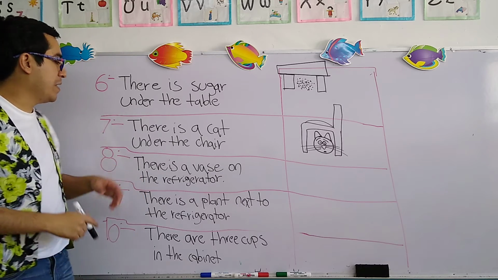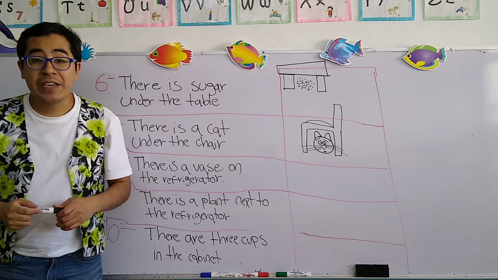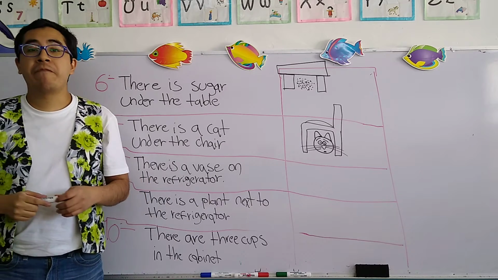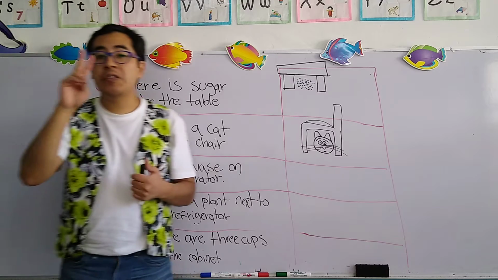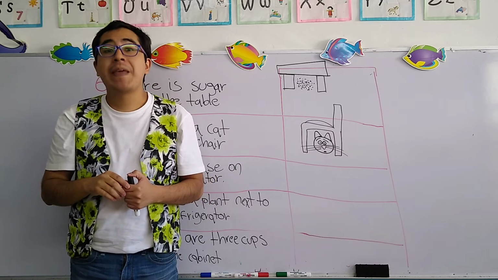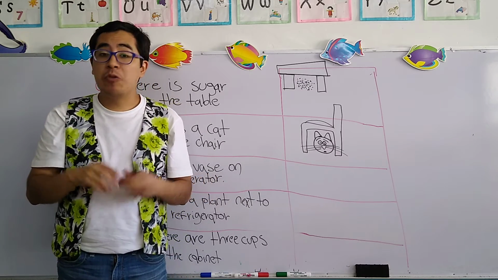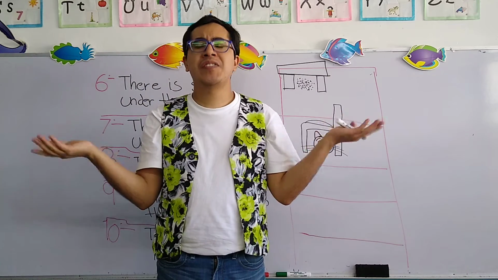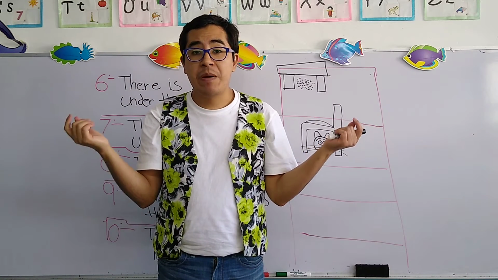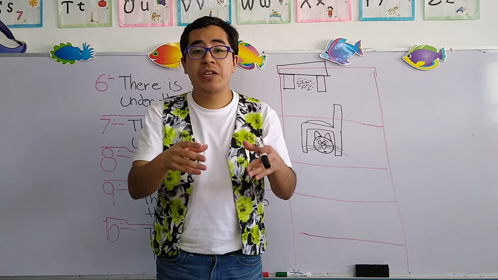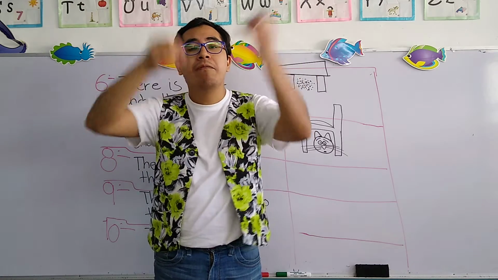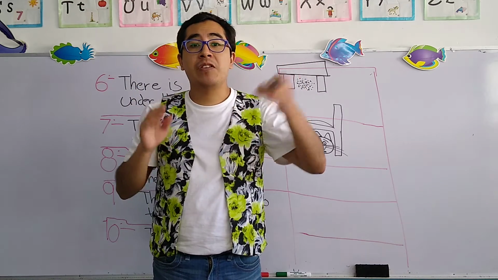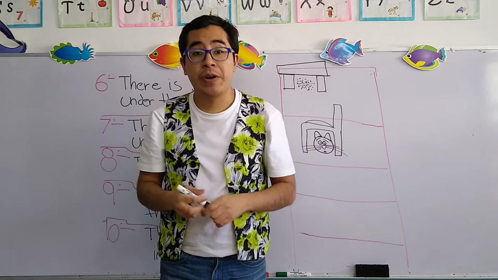For the number 8, it says, there is a vase on the refrigerator. So once again, 2 objects. The first one, vase. Now, do you remember, my children, what is a vase? Remember, the vase, it's an object in which we put flowers in it, okay? In Spanish, we know it as jarrón.